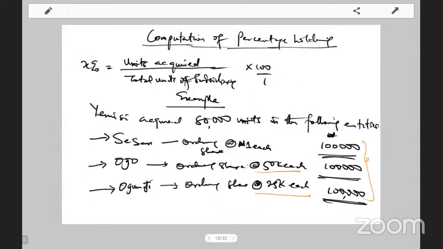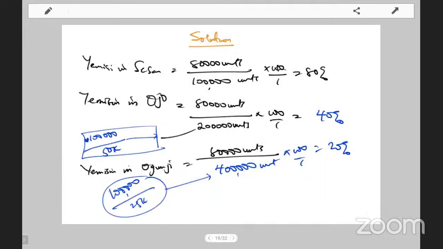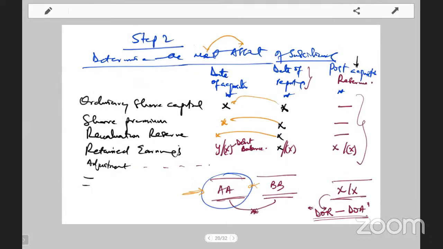After that, we also look at how to calculate the percentage holding, which we look at in terms of units acquired and the total units of subsidiaries. We look at all these examples, then we'll move to step 2, which is the net asset of subsidiary. And I told you that on the net asset of subsidiary, what we need to understand is how to determine the post-acquisition reserve.